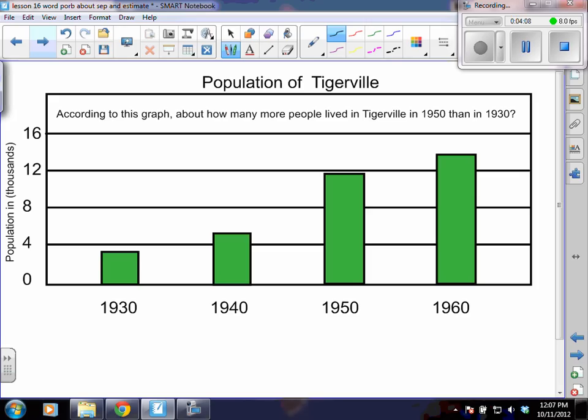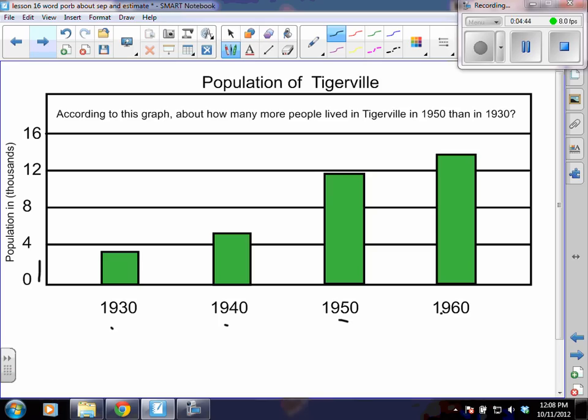The last place that we use estimation and rounding to a great extent is when we're looking and comparing things on charts. And so you see a chart here, and off on the left you see it says we have a population by the thousands, and then we have some dates down at the bottom showing how those populations have changed over time. And the question says, according to this graph, how many more people lived in Tigerville in 1950 than in 1930? And so we're going to use estimation to help us figure this out.